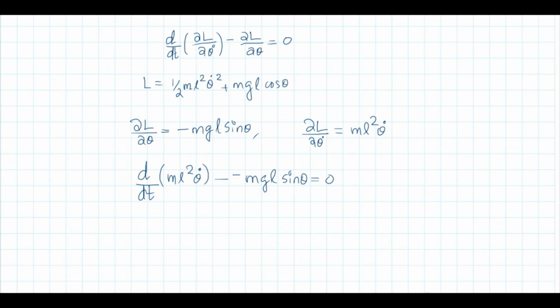So you can take m L square outside, with theta double dot. A single dot means time derivative, and one more time derivative you can put as two dots, plus mgl sin theta equal to 0. Dividing throughout by m L square, you will get theta double dot plus g by l sin theta equal to 0. This is the equation of motion.